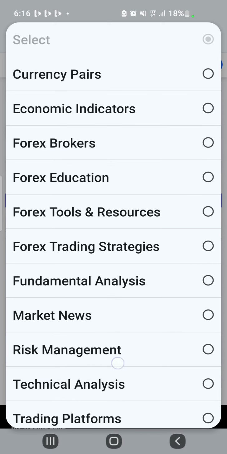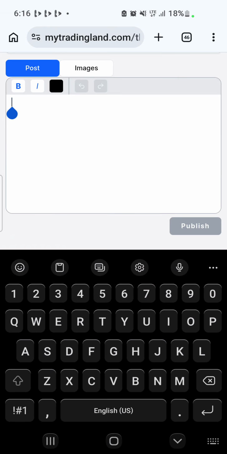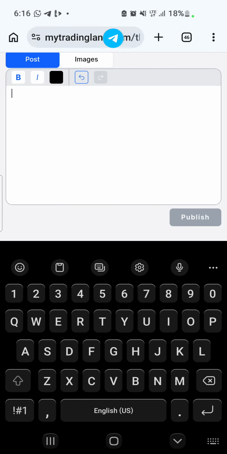Let's say I want to drop trading psychology. I'm just going to click on this right now. I'll put a psychology post, and maybe I'll just ask why one of the psychology issues that people post most often in trading is why they are always going against their rules. So this is one of the best psychology things that a lot of people face in trading.